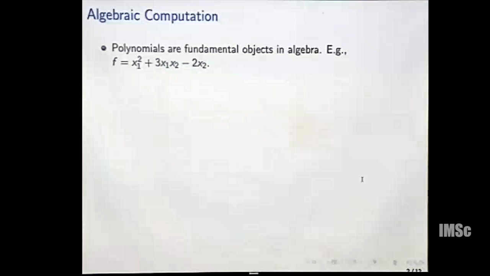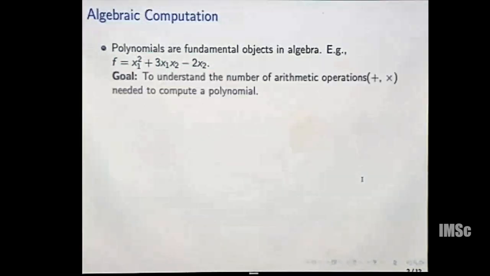So what does it mean to compute a polynomial? I want to understand how many additions and multiplications are required to compute this polynomial. In some sense, if you give me a1 and a2, which are substitutions to x1 and x2, how many additions and multiplications are required to find the value of f at the given point?